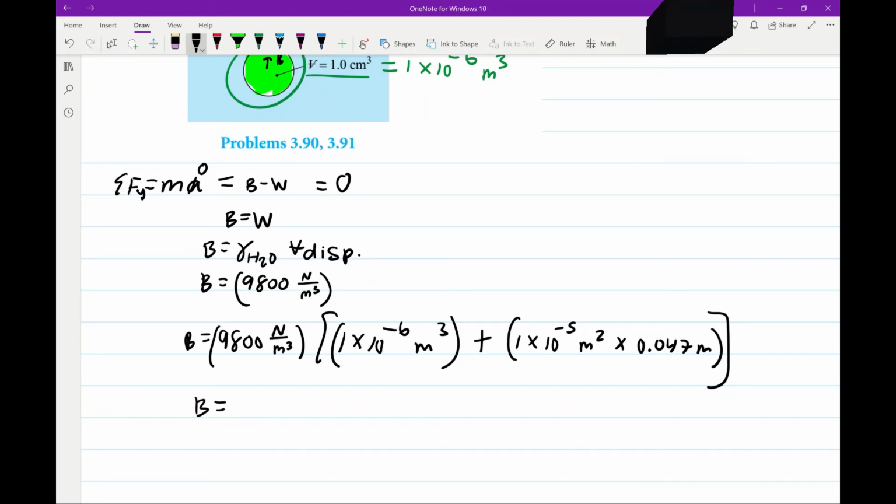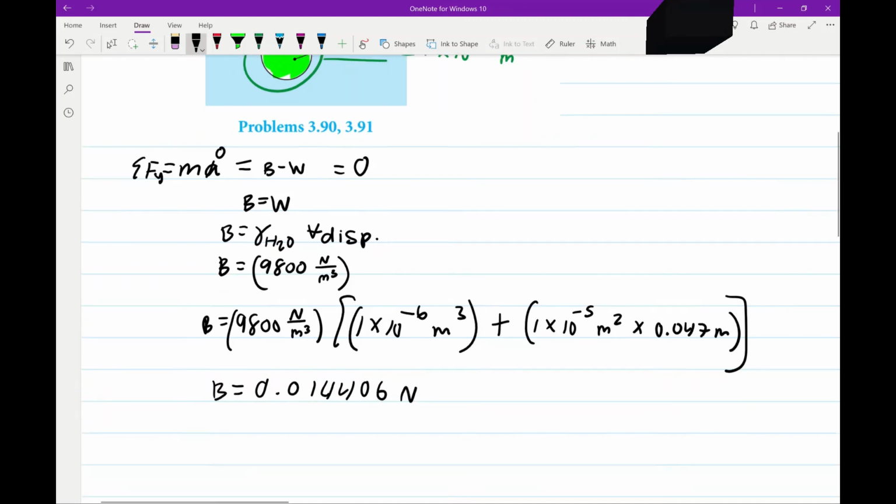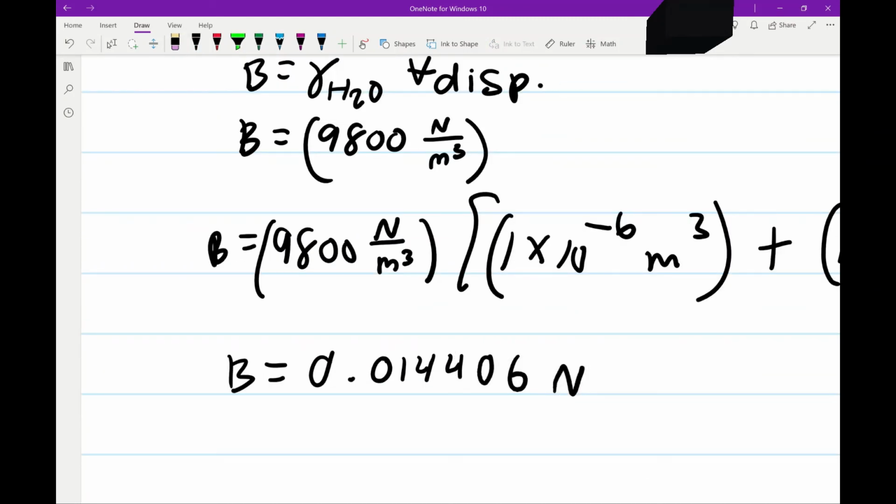So that should give us B equals 0.014406 newtons. And why newtons? Well, because newtons was given in our gamma H2O value right here. So we know that the units of our force will be newtons also.